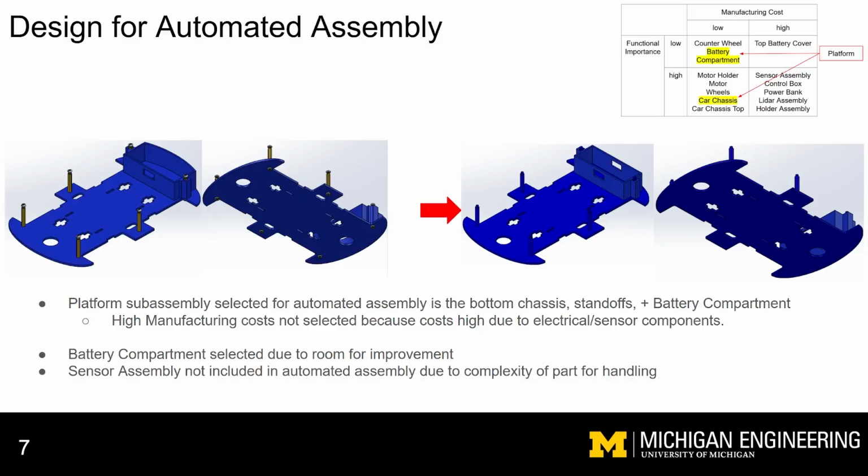The battery compartment was selected although it was low rating on the quad chart because there were a lot of improvements that we saw for this part, hence we included it for the design. The sensor assembly itself, as part of the build process, wasn't selected for the automated assembly because the geometry of that is very complicated and wasn't fit for automated assembly.